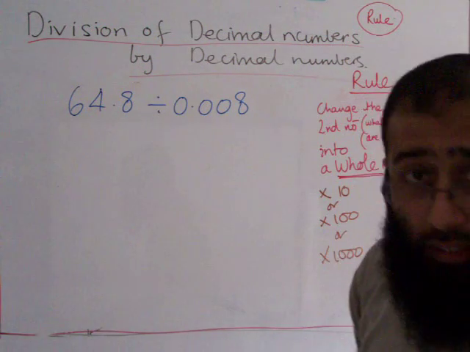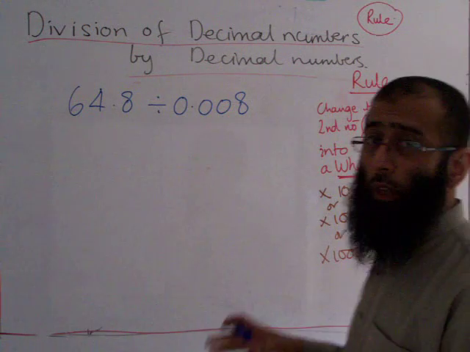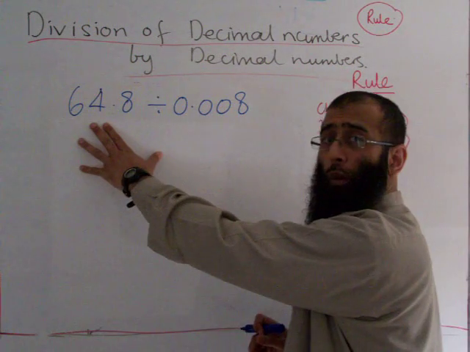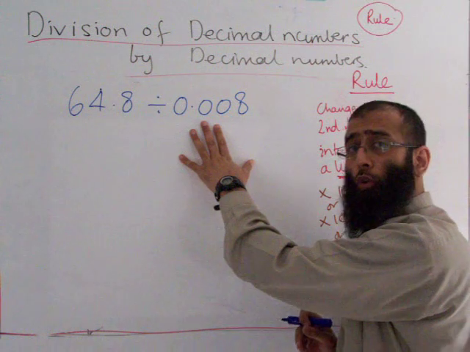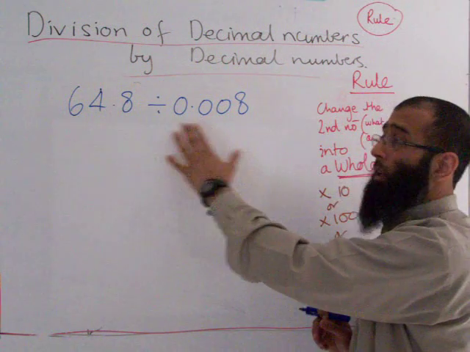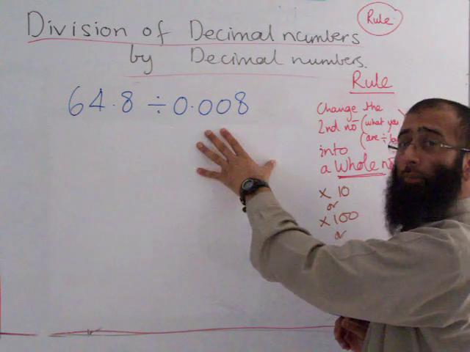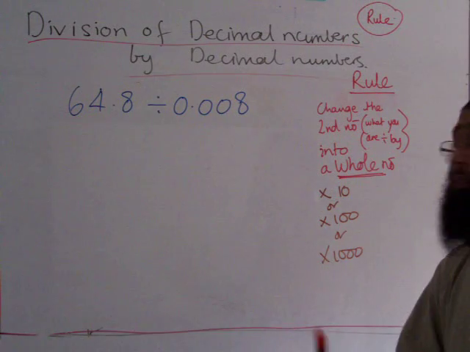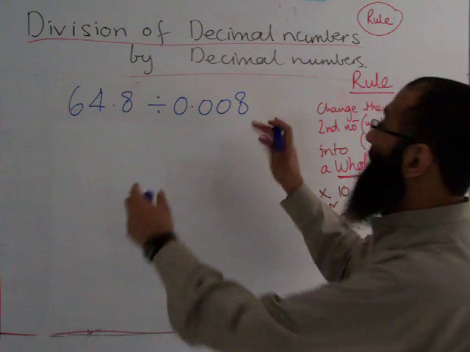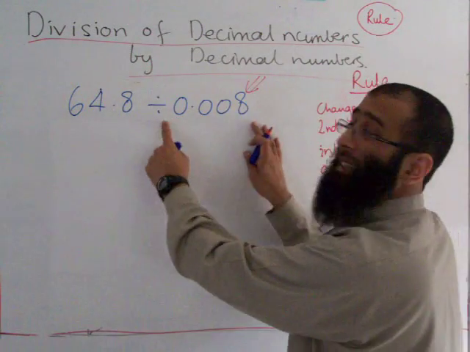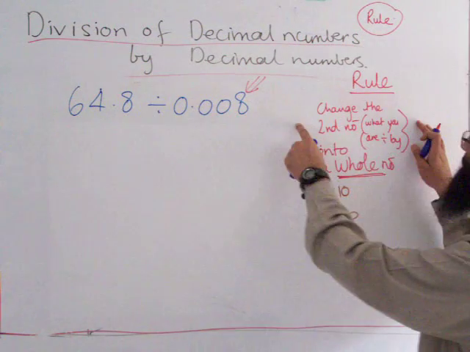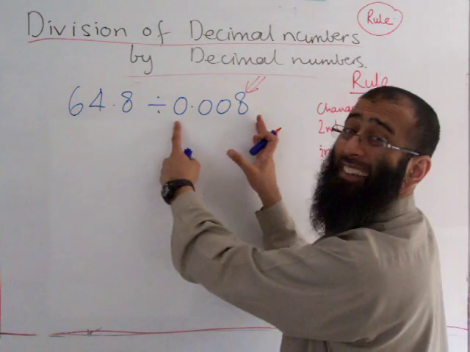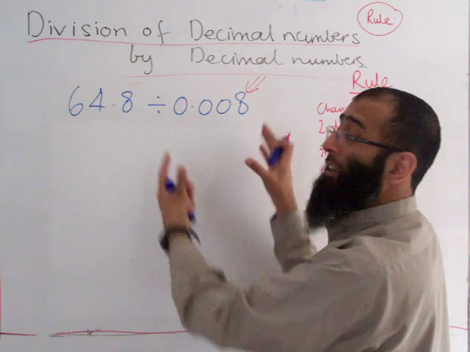Okay, right, this is our second and last question we can do for this short video. 64.8 is a decimal number, 0.008 is a decimal number. We've got a decimal number divided by a decimal number. Now, as we said earlier, we need to know where to start the question. We always start this kind of question with the number that we're dividing by. So we change the second number into a whole number. We need to change this second number, the dividing number, into a whole number.